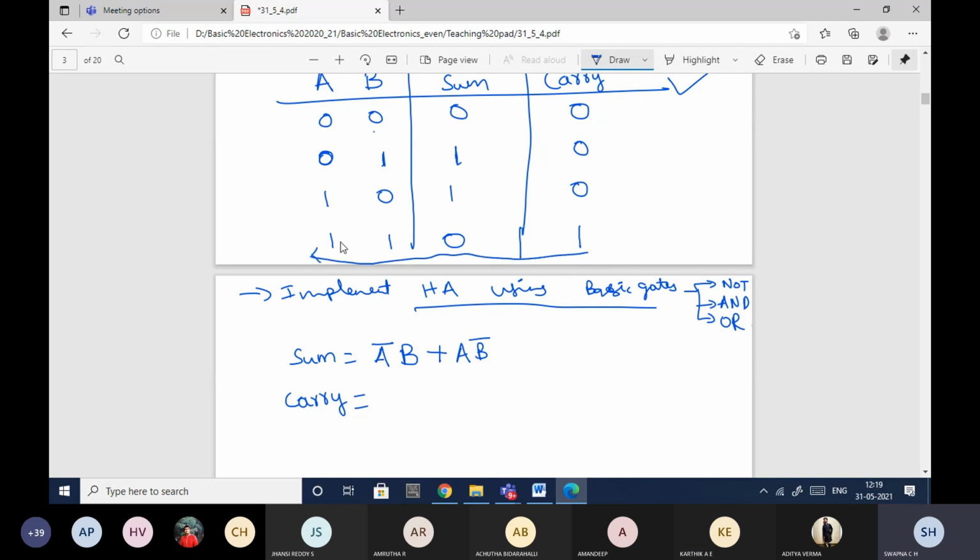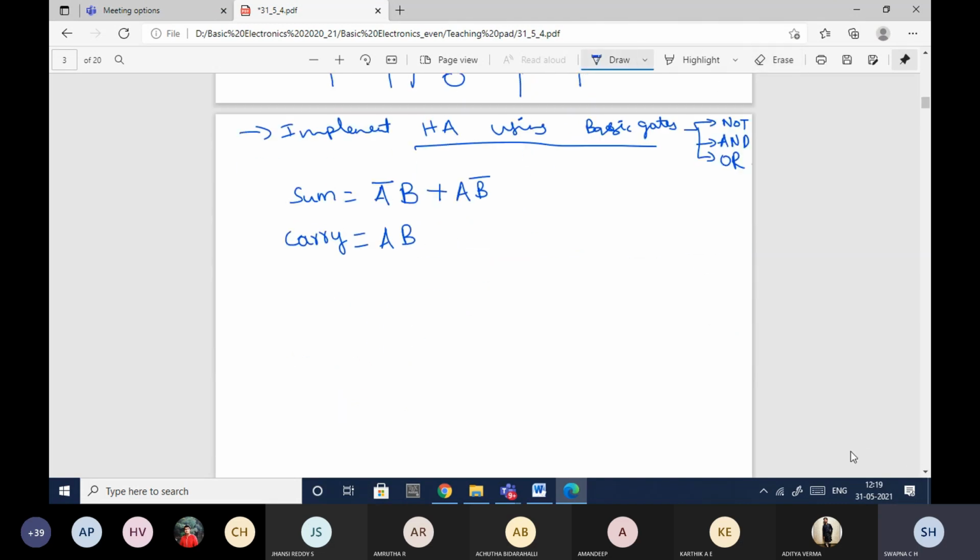What is the A value? 1, so I'll take A only. What is the B value? 1, so I'll take B only. Apart from this, nowhere is it 1. If somewhere again I had 1, I would take plus and write its corresponding input variables. But since I have only one 1, I can write the output equation this way. Now I've got the output equation, and I need to implement it. Implementation is easy.